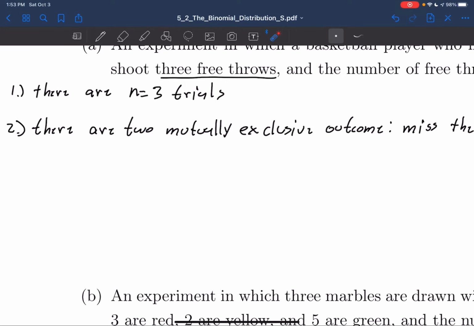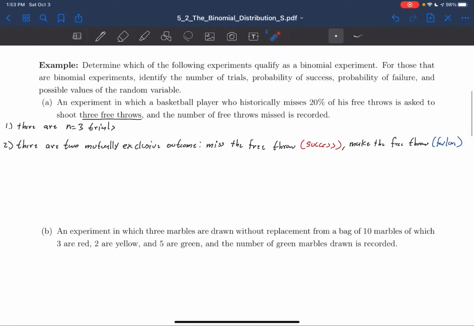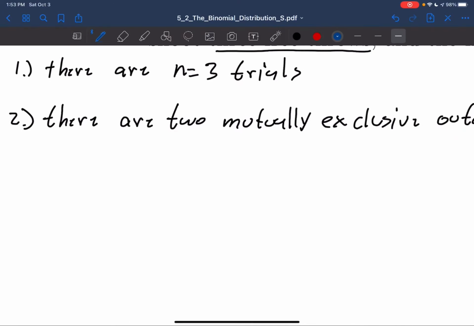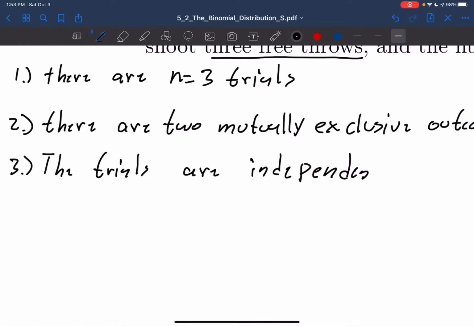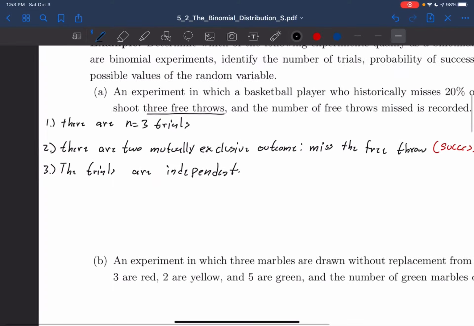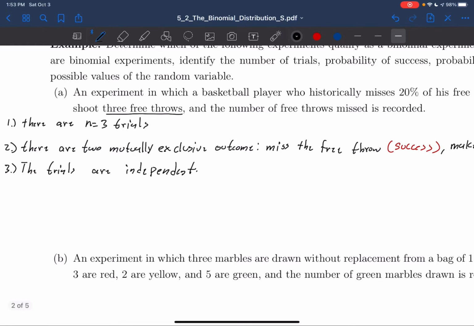Another thing is you want to check if these trials are independent of one another. And they are. The trials are independent. So how do I know? Well, you kind of see that each free throw, or each trial, doesn't really affect the outcome of the next trial. So they should be independent events.